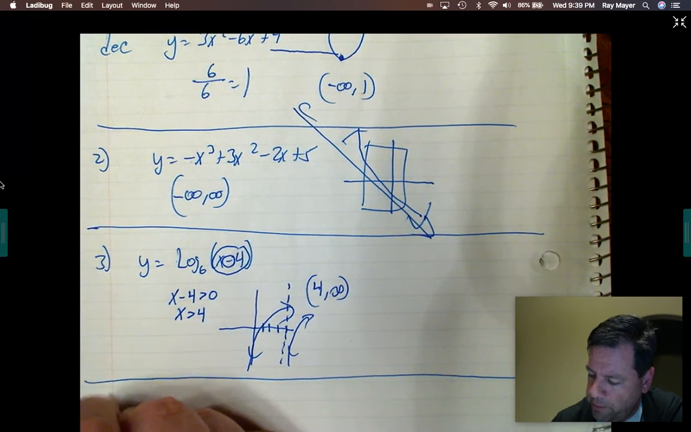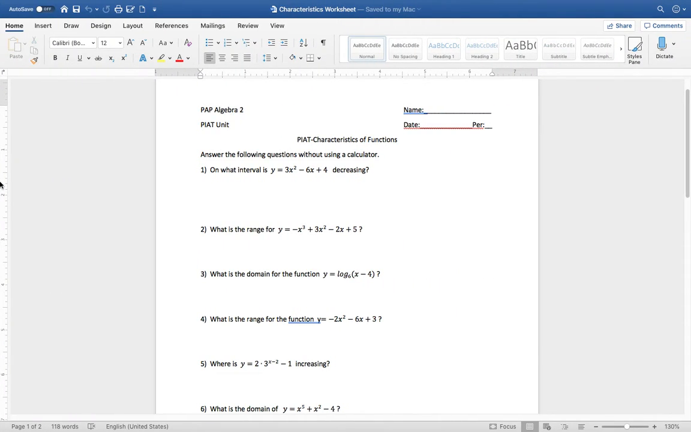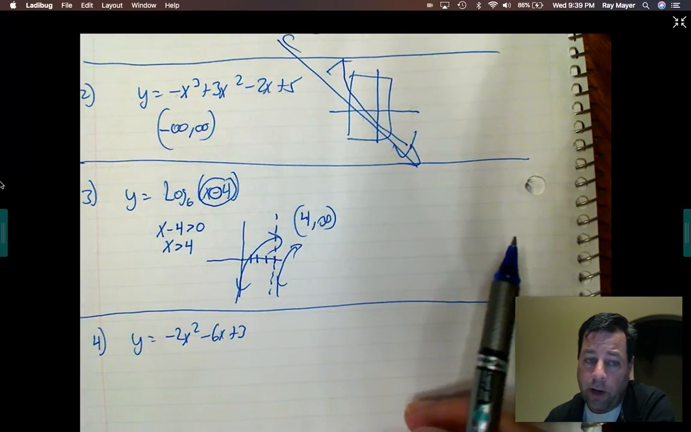Number 4. Number 3 probably took you a little bit. What is the range? y equals negative 2x squared minus 6x plus 3. All right, what is the range? All right, range of the y values.